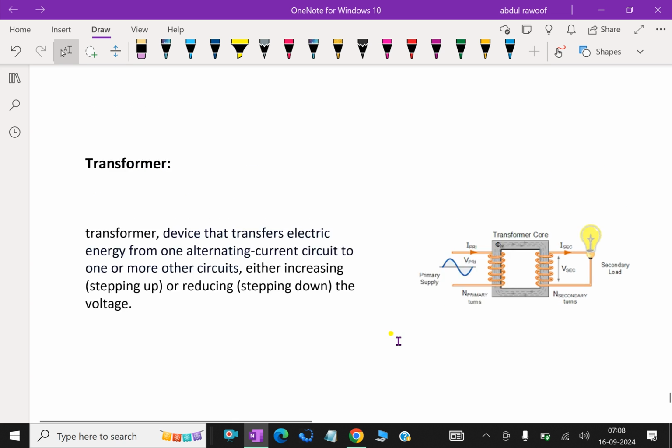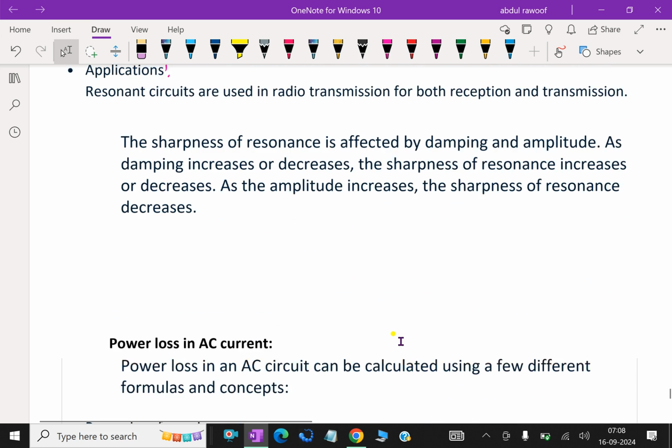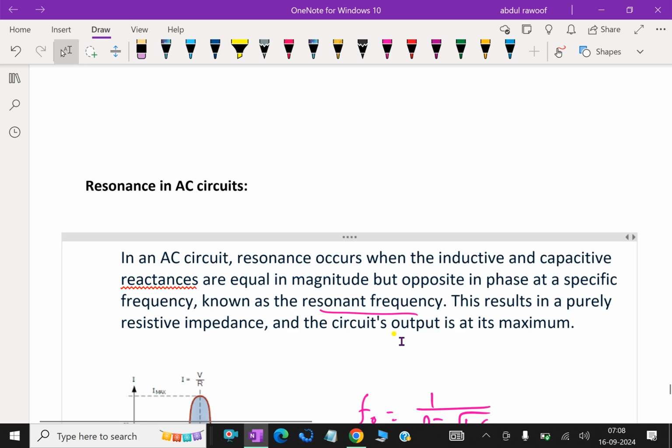So far we discussed AC current and its factors, forms and different formulas.